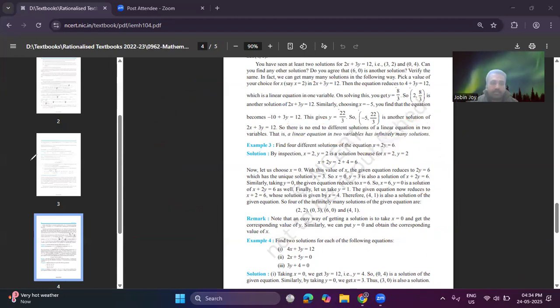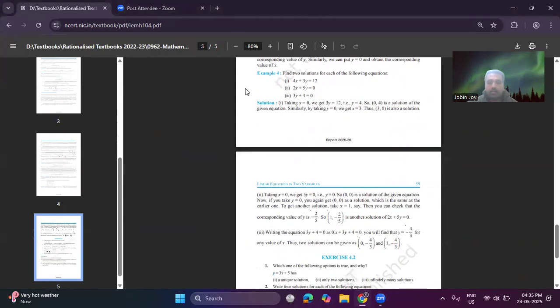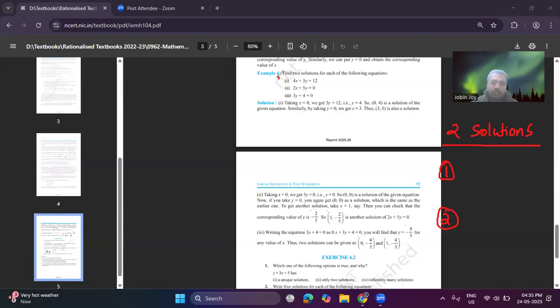Another example. Okay, so another example, find two solutions. So calculate two solutions only for each of the following equations. So we have three equations. First, we will start with the first equation, 4x plus 3y is equal to 12.